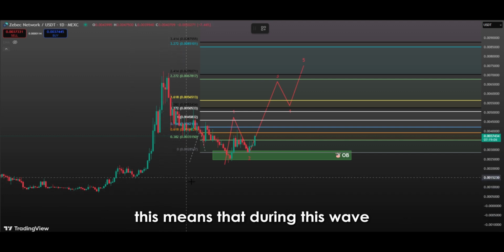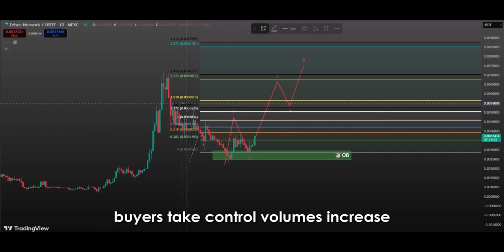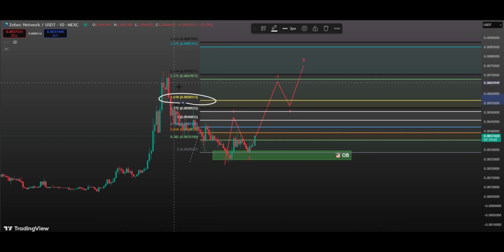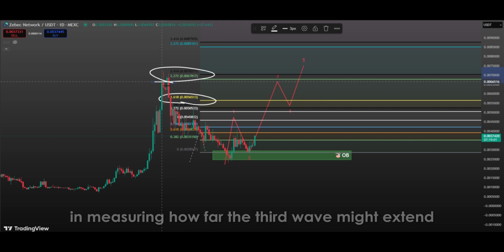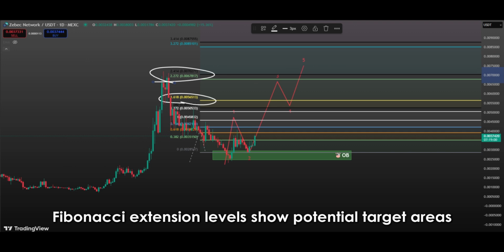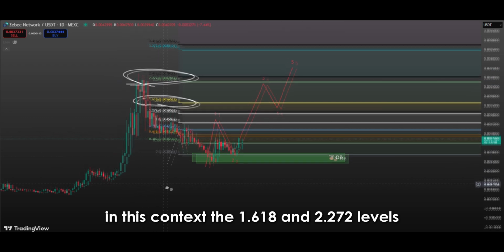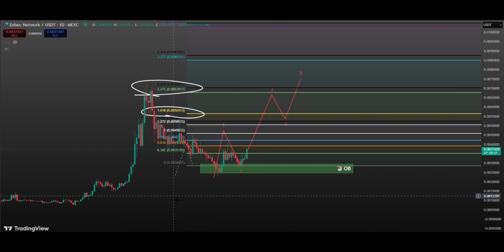This means that during this wave, market sentiment generally turns positive, buyers take control, volumes increase, and price begins to move sharply upward. In such scenarios, Fibonacci extensions play a critical role in measuring how far the third wave might extend. Fibonacci extension levels show potential target areas the price could reach in the future based on the length of previous waves. In this context, the 1.618 and 2.272 levels stand out as key target zones for the third Elliott wave.